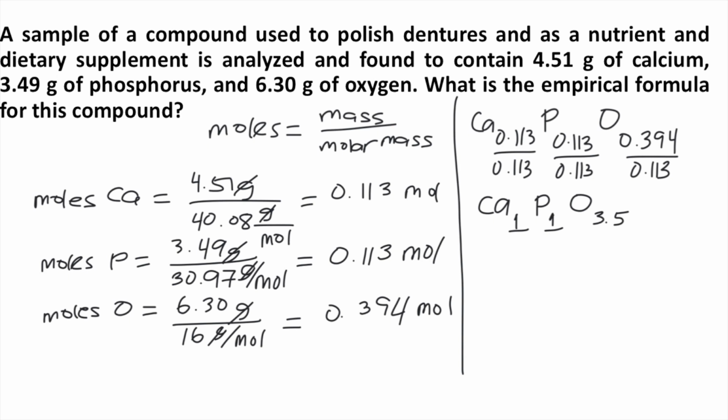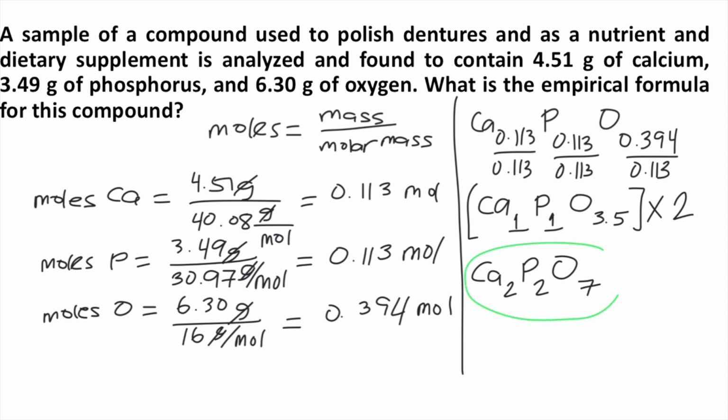So we need to multiply this entire thing by 2 to remove the 0.5. So calcium would now be Ca2. Phosphorus will have subscript of 2. And for oxygen, 3.5 times 2, that would be 7. So we removed the decimal. So the empirical formula would now be Ca2P2O7, and this is the answer to your question.